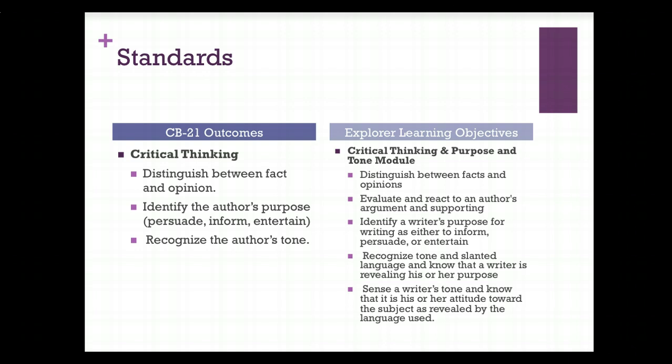Moreover, the Explore module on purpose and tone states that students will learn to: 1. Identify a writer's purpose for writing as either to inform, persuade, or entertain. 2. Recognize tone and slanted language and know that a writer is revealing his or her purpose. And finally, 3. Sense a writer's tone and know that it is his or her attitude towards the subject as revealed by the language used.